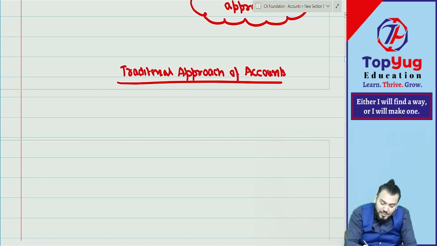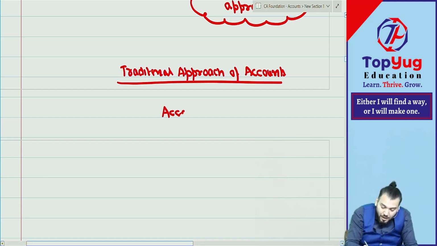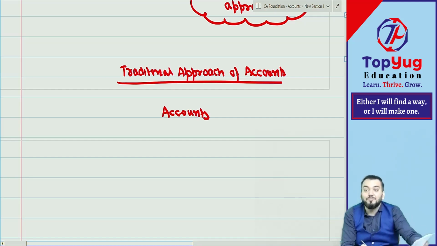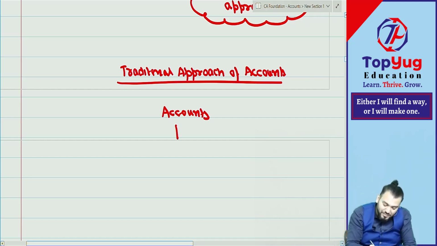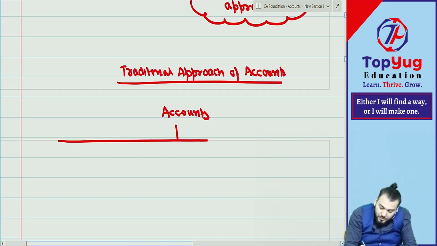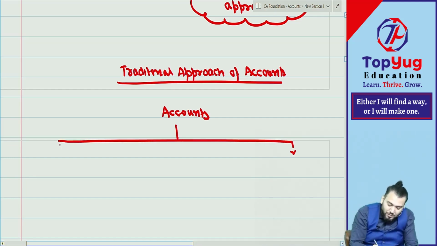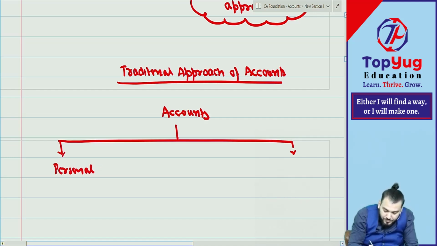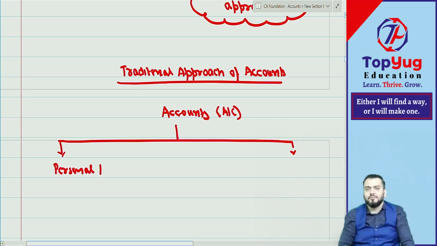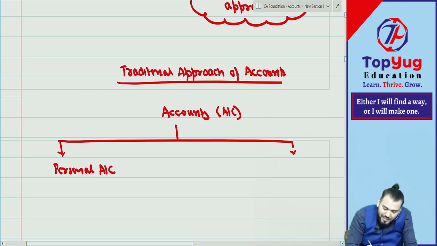So what are the two types of accounts? Accounts are of two types. One is known as personal account. You know personal account? We can write account as AC. I think you have also used AC. That is not air conditioner. This is accounts. So personal account, I am writing AC.